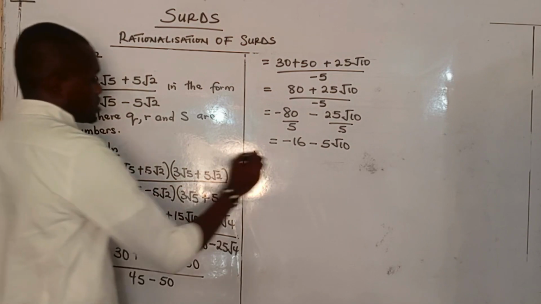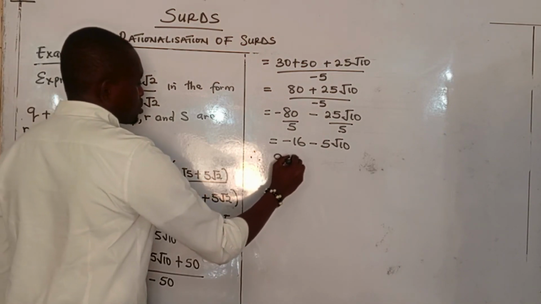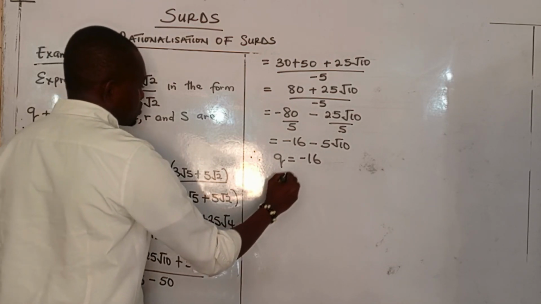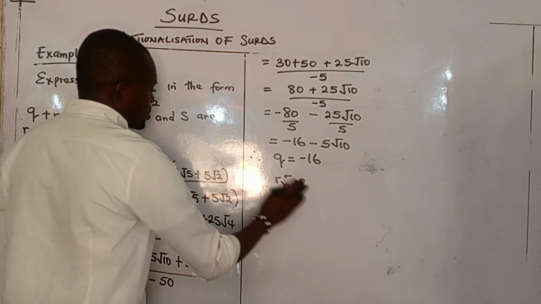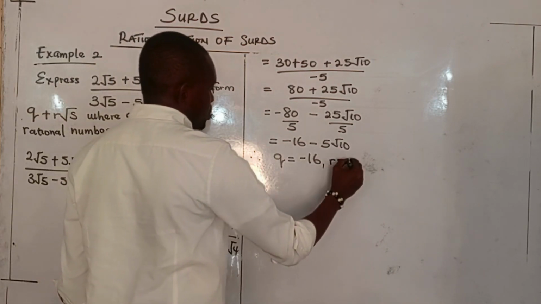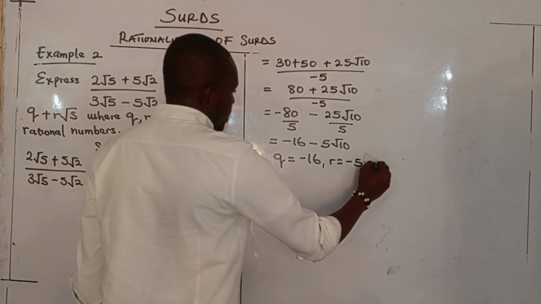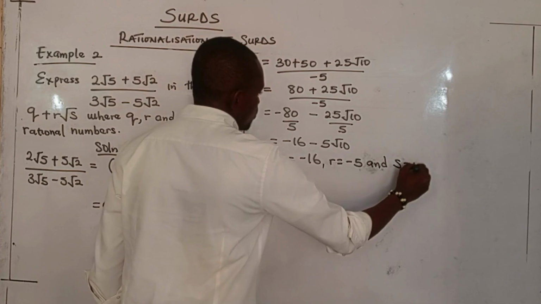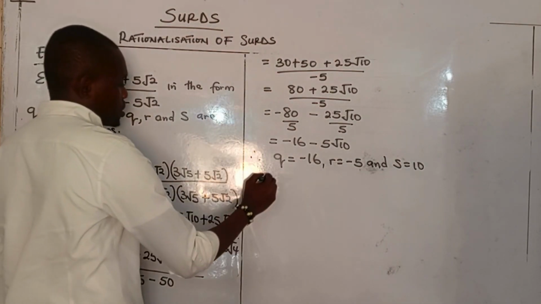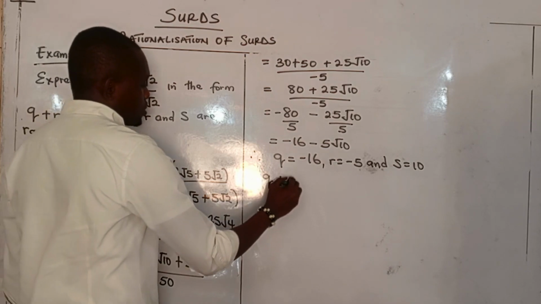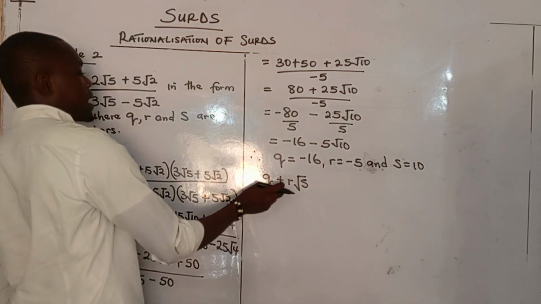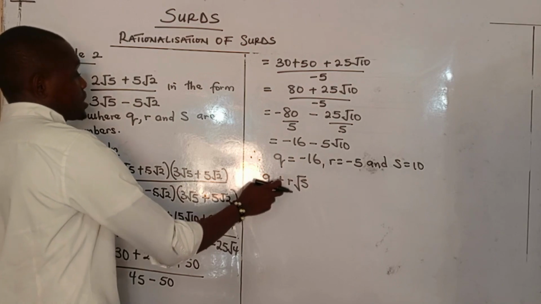So that means our q is equal to minus 16. Our r is minus 5, and then our s is equal to 10. So in that format now, which is q plus r root of s, if you look at this now, what we have here is a plus there.